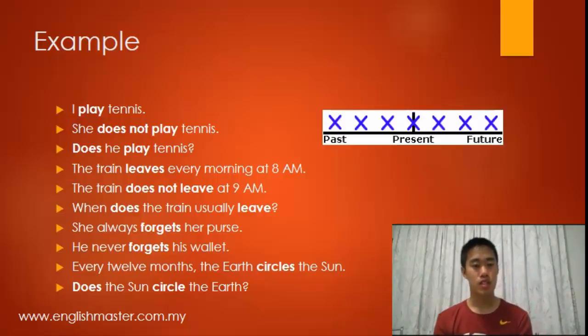Okay, and we have another list of examples here. Don't forget about the rules we talked about earlier, the three different forms of verbs, whether you're asking a question, whether you're stating something in the affirmative or the negative.